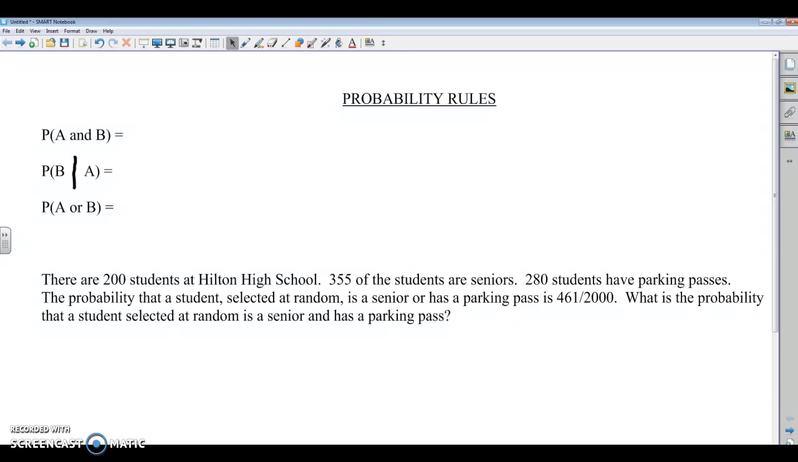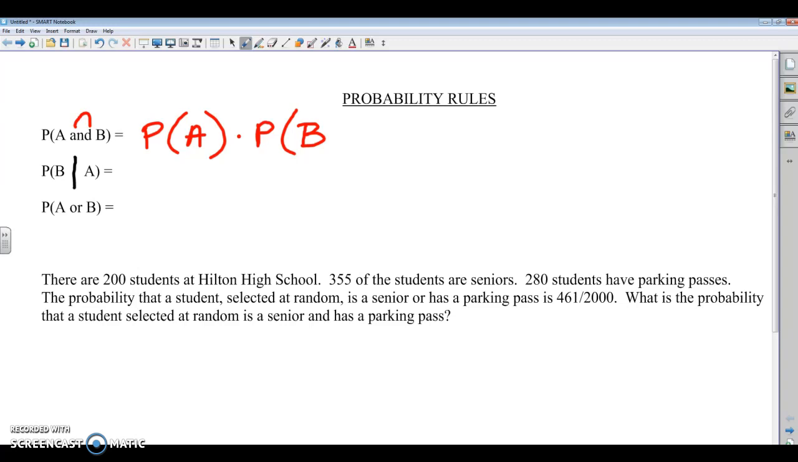So the first rule of probability is the multiplication rule, the probability of A and B. Now remember, our symbol for AND is the upside down U. So the probability of A and B is the probability of A times the probability of B. So the minute you see AND, that means to multiply.